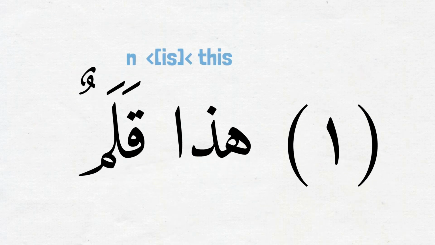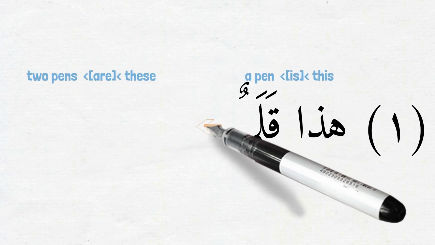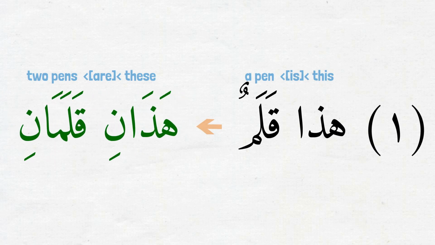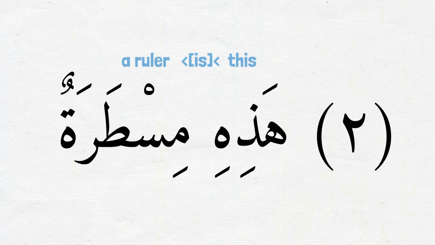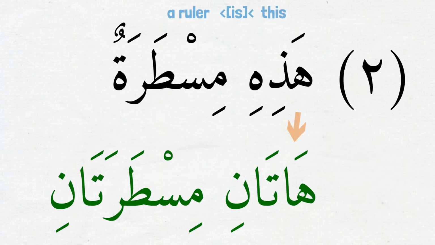Sentence 1. هذا قلم. This is a pen. How do we say these are 2 pens? It should be هذان قلمان. Very good. هذان قلمان. Sentence 2. هذه مسطرة. This is a ruler. What will be the muthanna version? For هذه, we should use هاتان, right? So the sentence is هاتان مسطرتان. These are 2 rulers. هاتان مسطرتان.